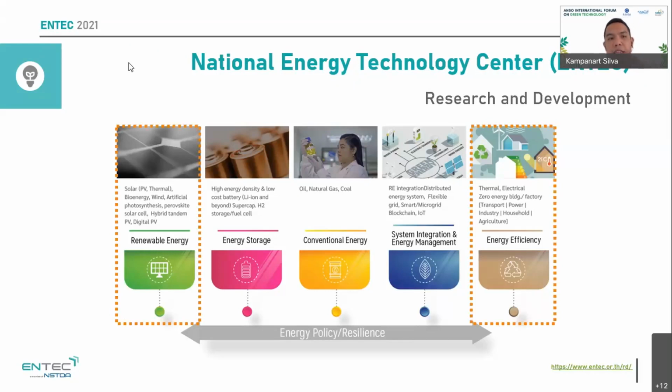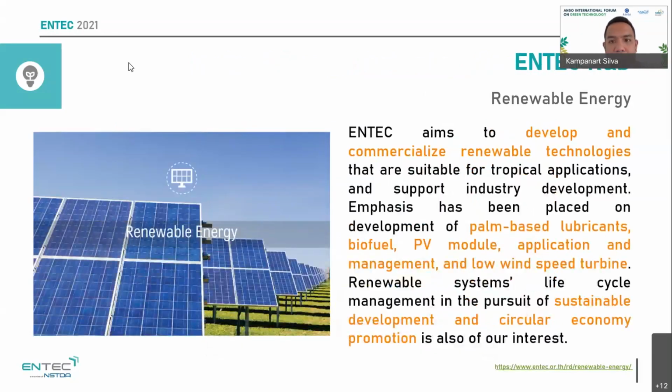So as the topic today is about clean energy, and it's about working toward carbon neutral, I'll be focusing on the two important focuses of NTEC, which are renewable energy and energy efficiency. For renewable energy, NTEC aims to develop and commercialize renewable technologies. When we say renewable technologies, the things we are focusing on are, for example, palm-based lubricant, biofuel, PV model, photovoltaic model, and also application and management, and also the low wind speed turbine. So different types of research related to renewable energies are being conducted here in NTEC.